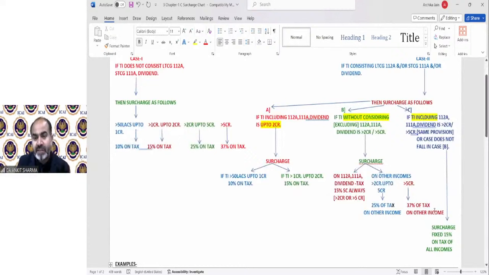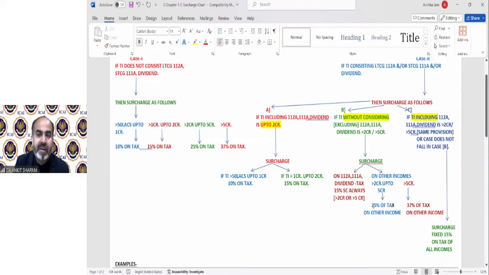There will be only this case: if income including is more than 2 crore, the 5 crore part is irrelevant. So if it is exceeding 2 crore, the rate will be 25%, whether it's more than 2 crore, 3 crore, or 10 crore. If it exceeds 2 crore, then this 37% part is irrelevant. The maximum surcharge rate can be only 25%.